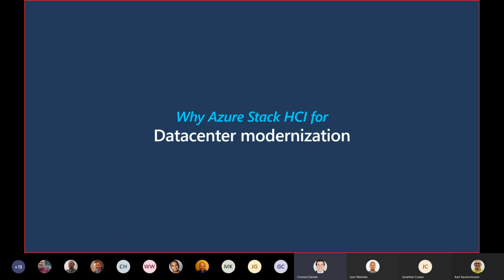So what is it actually for? We understand how you can take advantage of Azure and sort of what is involved in Azure Stack HCI, but what's it for? And there are really two scenarios that I think are worth emphasizing. The first one is data center modernization. So what do I mean by that?